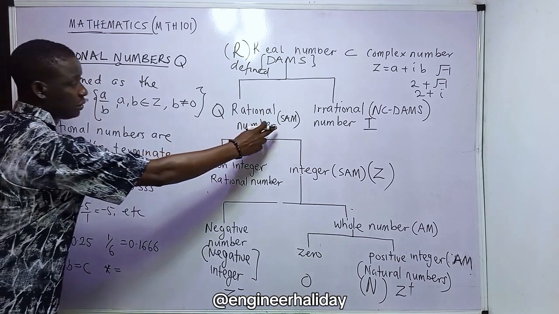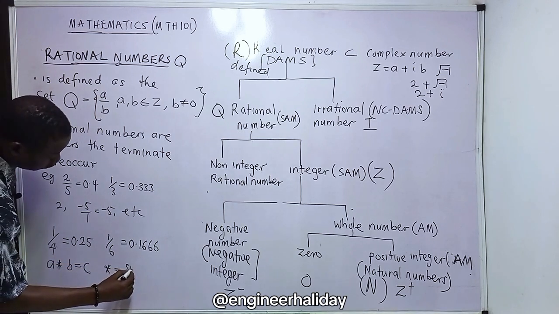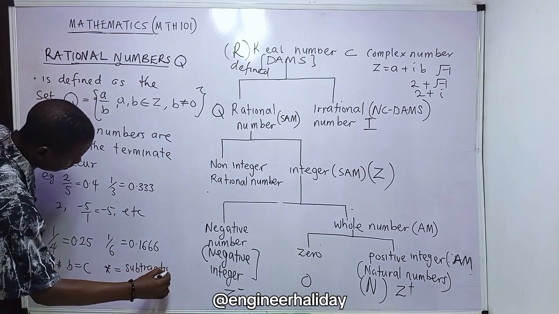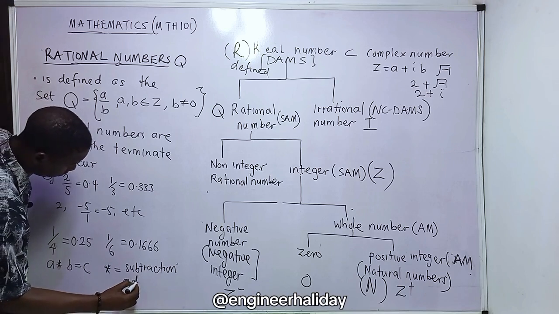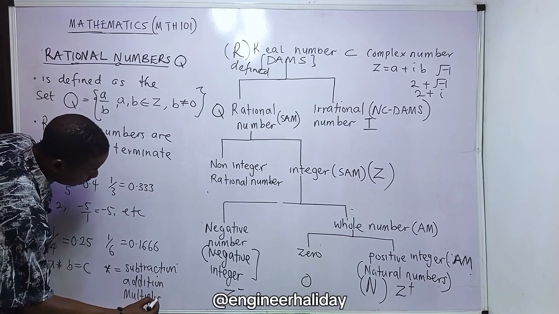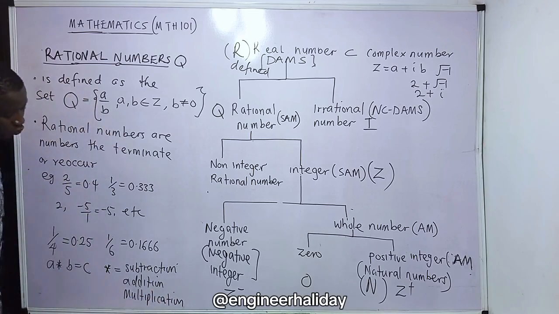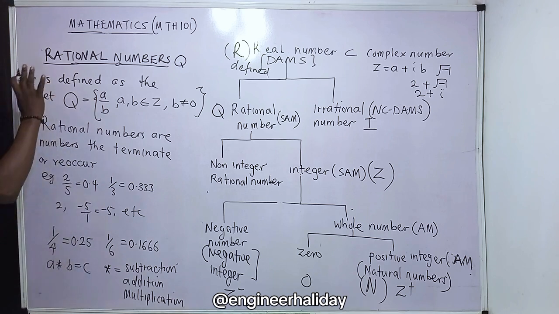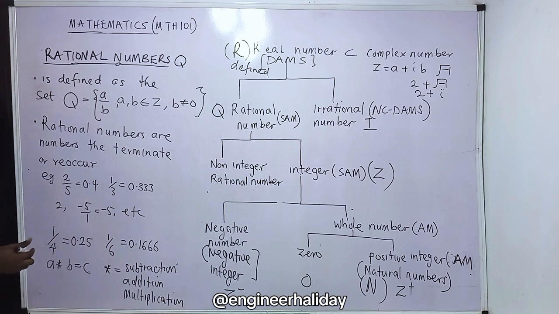I gave you a shortcut here, which is SAM. It means we are going to have subtraction, addition, and multiplication. These are the operations that make a rational number exist as a closure property. I told you that a closure property is a property in which two elements operate on each other to give a third, where all the elements involved are members of the set of rational numbers.